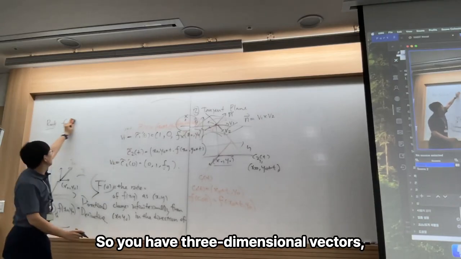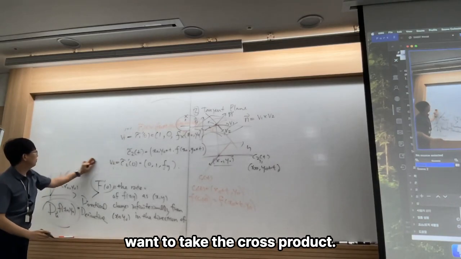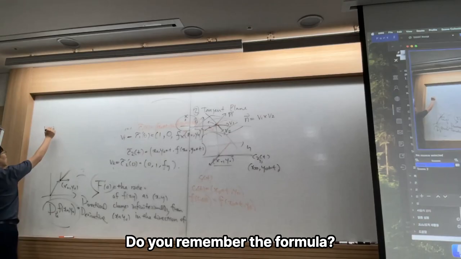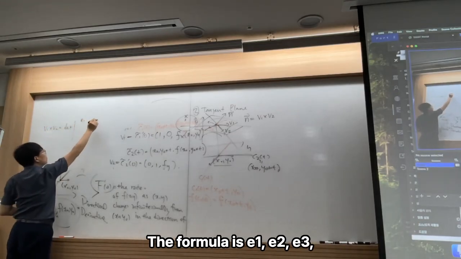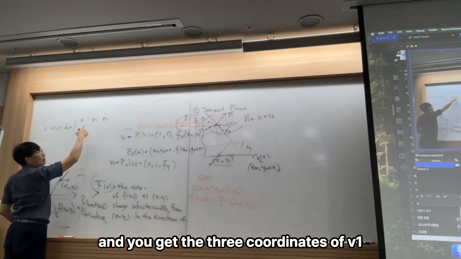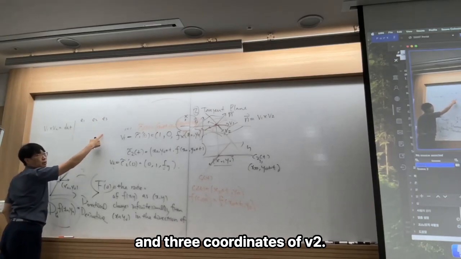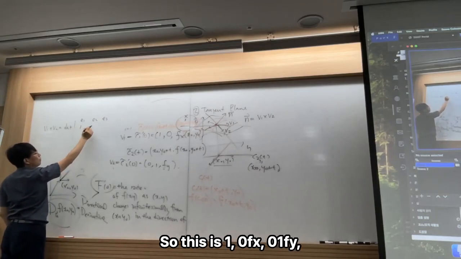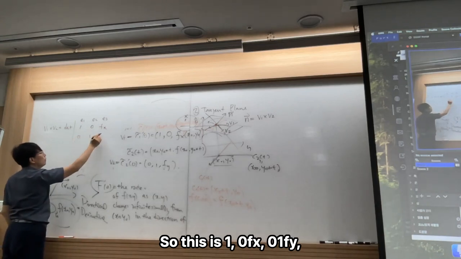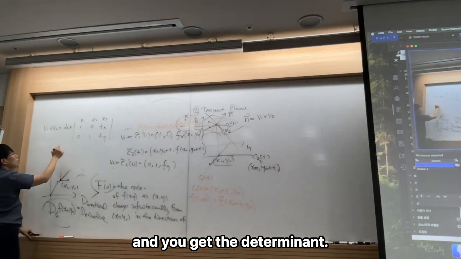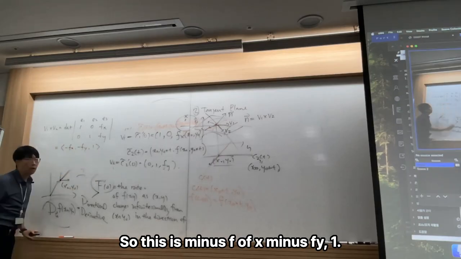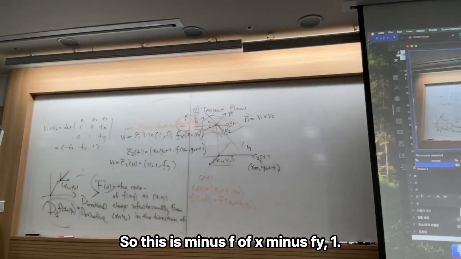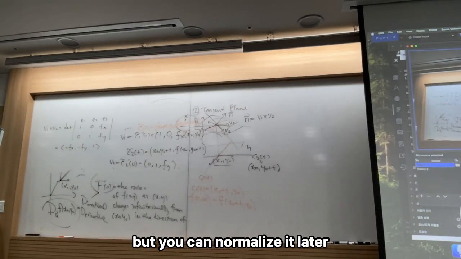You have three-dimensional vectors, and you want to take the cross product. Do you remember the formula? The formula is e1, e2, e3, and you put the three coordinates of v1 and three coordinates of v2. So this is 1, 0, fx, and 0, 1, fy. And you take the determinant. So this is minus fx, minus fy, 1. It's not normalized, but you can normalize it later when you have the actual value.